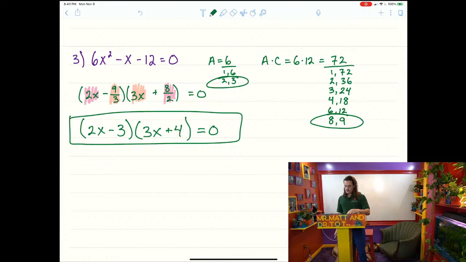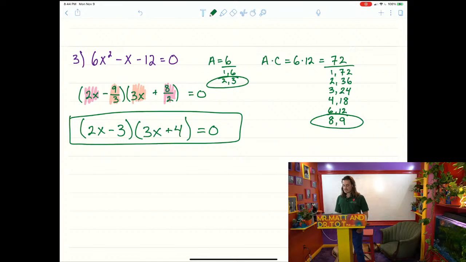Okay, so our A value here is 6, so the factors of 6 are 1 and 6, 2 and 3. A times C is going to be 6 times 12, which is 72. 72 contains quite a few factor pairs. We have 1 and 72, 2 and 36, 3 and 24, 4 and 18, 6 and 12, and then finally 8 and 9. 8 and 9 will give us the difference that we are looking for of -1. Our B value here is -1, so a -9 and a +8 will get us that.